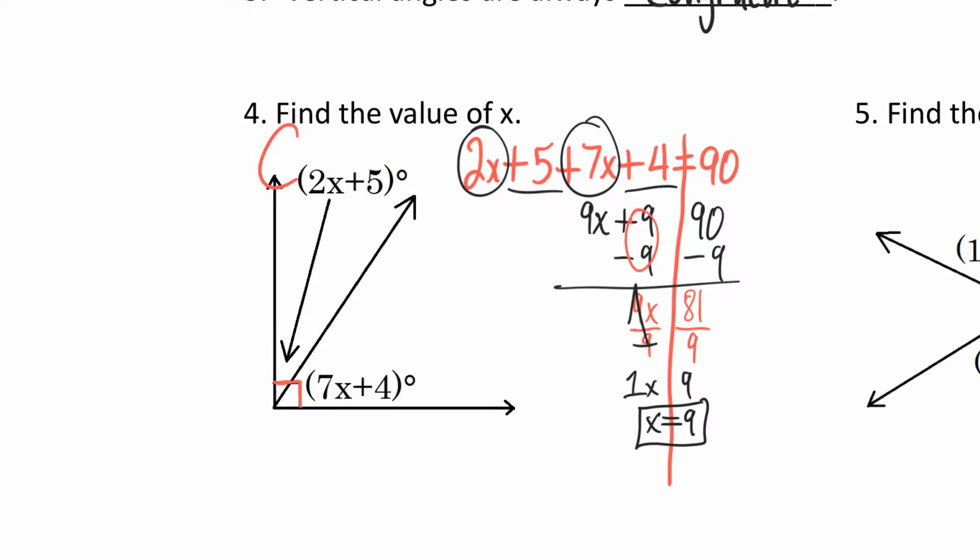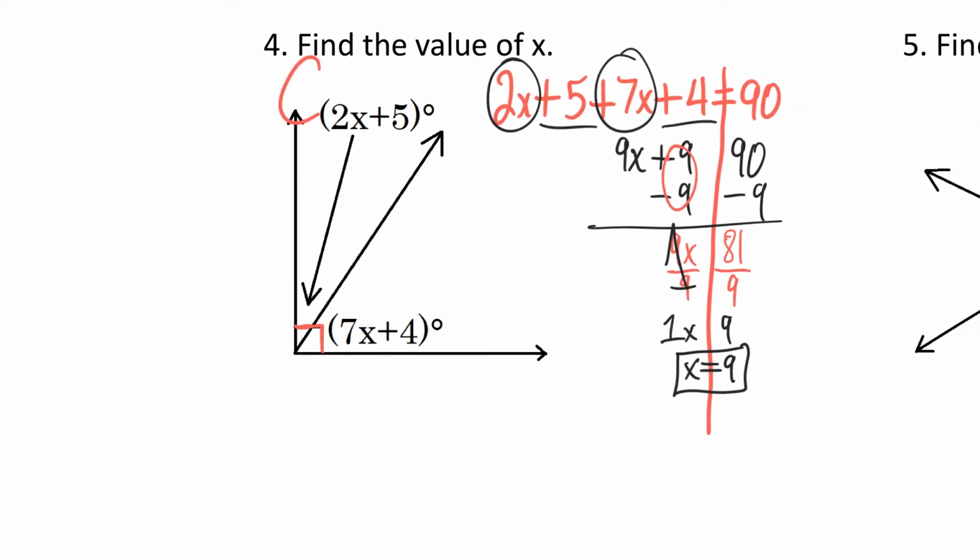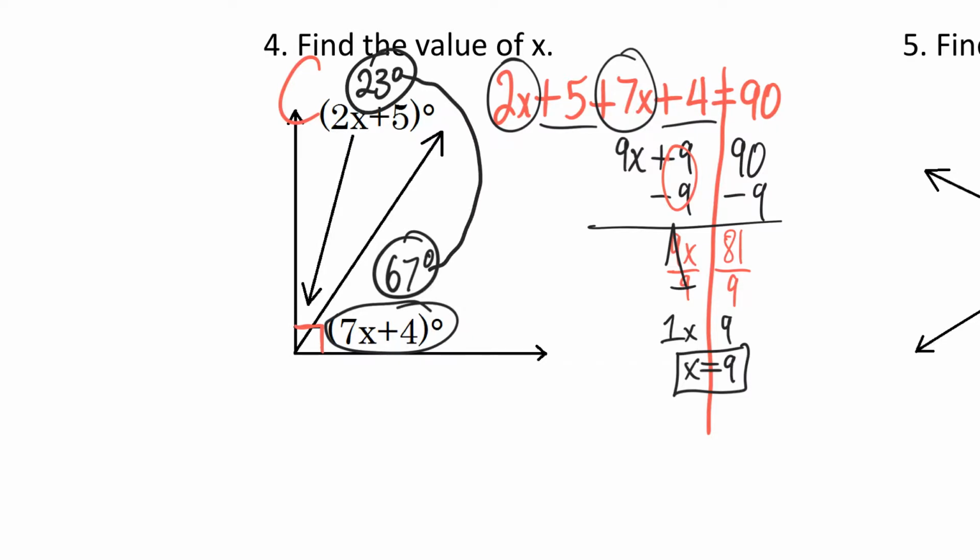Okay, it doesn't say to do it, but if I wanted to find those angles, how would I find out how big this angle is now? Plug in 9, right? So what's 7 times 9? 63. And 63 plus 4 would be 67. And then up here on this one, if I plugged in the 9, what's 2 times 9? 18. 18 plus 5 would be 23. And then think about this: does 23 and 67 add up to 90? Yes, they do. So that's good.